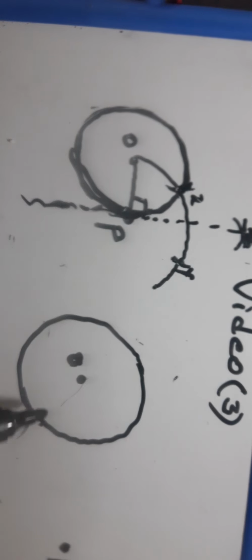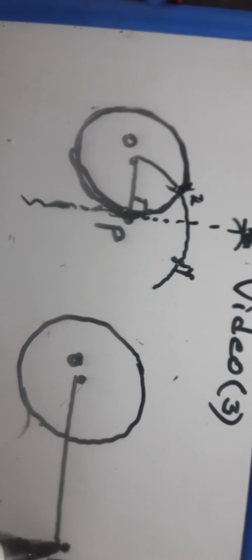Okay, then what you should do, after marking the point P and all, now you join OP. Now what we are doing in this construction, we are drawing tangents from the external point P to the circle with center O. So we have now joined OP. Now you have to find actually the midpoint of OP. So if you want to find the midpoint of OP, you have to draw the perpendicular bisector of OP.